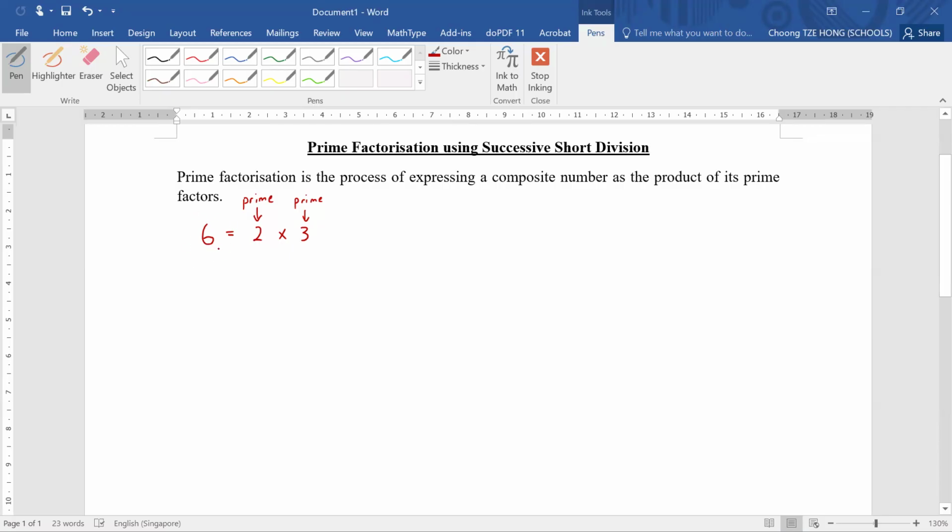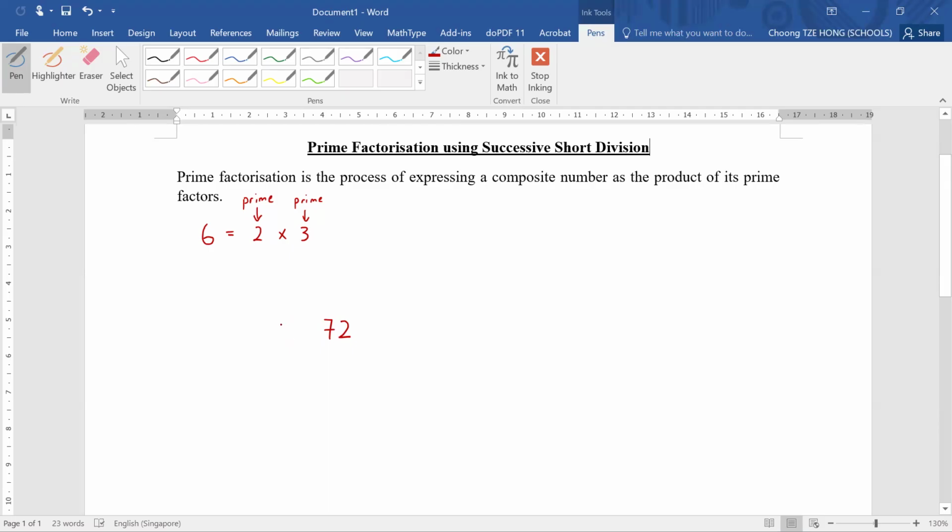We can always do the same thing for numbers that are much bigger than 6. Let me use an example like 72, and I'm going to use the method of successive short division to prime factorize the number 72. You will write the number 72 here. The first thing you need to ask yourself is what number can we divide 72 by, such that we get another whole number. This number should always be a prime number, so the way to approach this is to always start with the smallest prime number, which is 2.